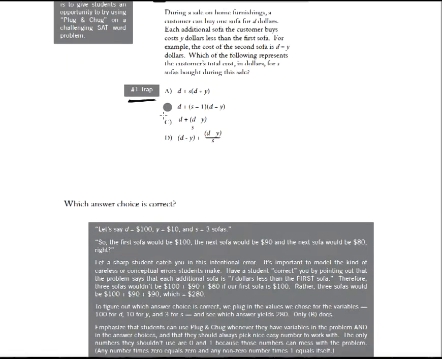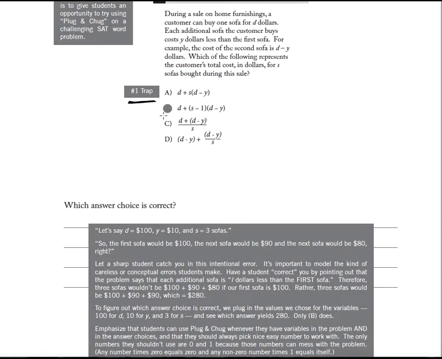So let's try to work this one out on the board. I'm going to do this one for us. I'm going to use the strategy of plug and chug. Why can I use plug and chug here? Well, I know that I can use that strategy because I've got variables in the question itself, and I have variables in the answer choices. So I'm going to make up some values here.